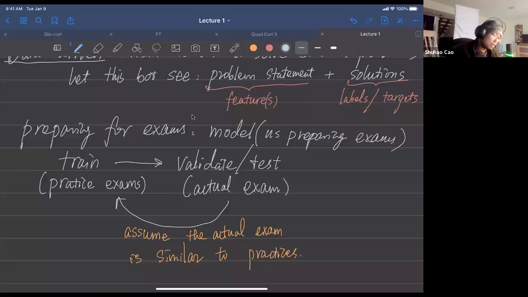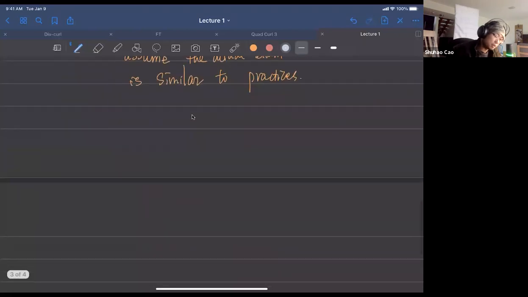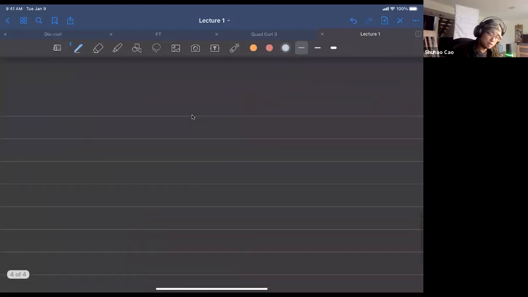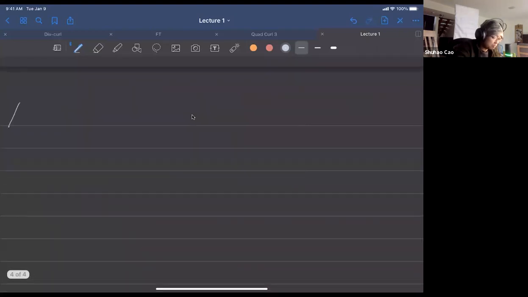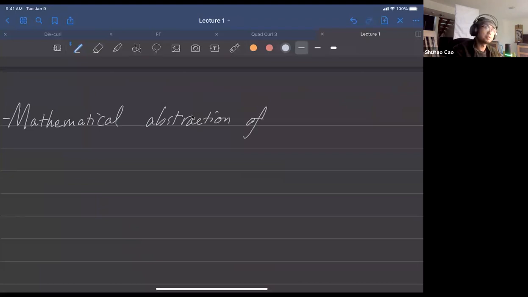And now we're ready to tackle the mathematical abstraction of the example above. That is, how do we prepare for exams?